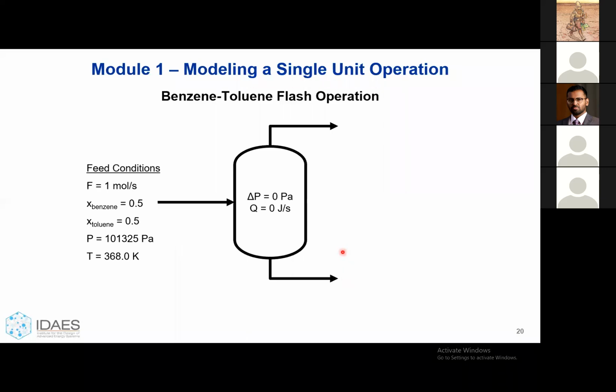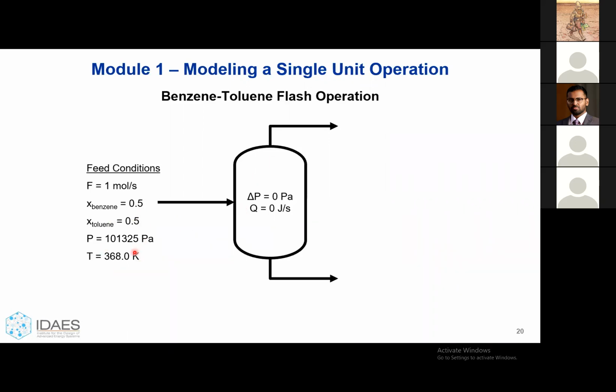So, a very simple problem specification over here. You have a flash unit. It's an equimolar mixture of benzene and toluene. 1 mole per second is your feed flow rate, at atmospheric pressure and a temperature of 368 Kelvin.